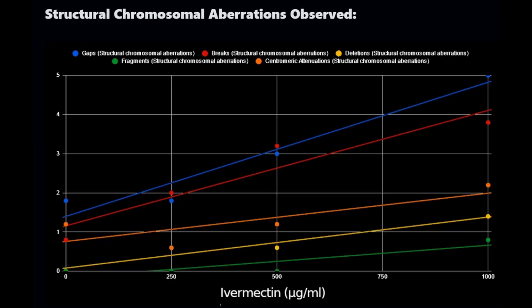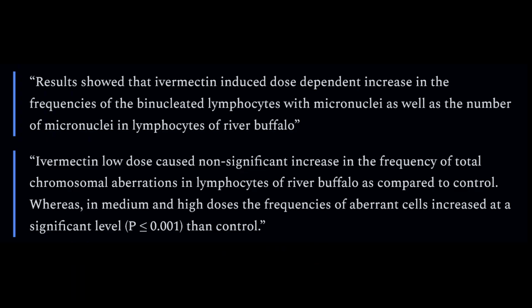This is scary. Quote, "results showed that ivermectin induced dose-dependent increase in the frequencies of the binucleated lymphocytes with micronuclei, as well as the number of micronuclei in lymphocytes of river buffalo." Quote, "ivermectin low dose caused non-significant increase in the frequency of total chromosomal aberrations in lymphocytes of river buffalo as compared to control. Whereas in medium and high doses, the frequencies of aberrant cells increased at a significant level with a p less than or equal to 0.001 versus control."